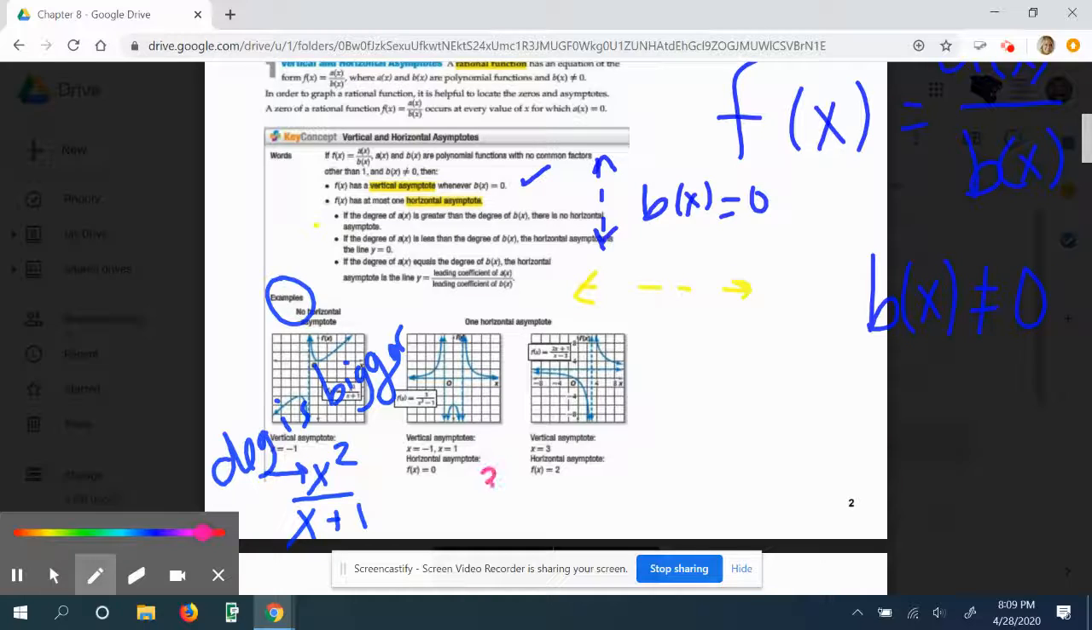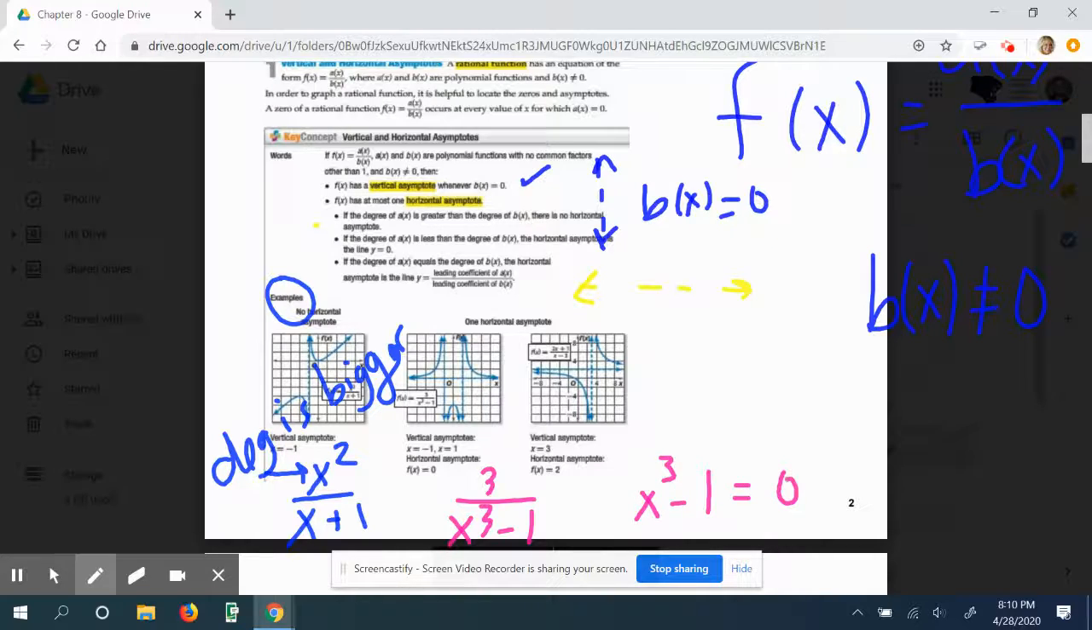In this one, 3 over x to the third minus 1, you'll notice that the bottom will equal 0, so x to the third minus 1 equals 0 when x equals negative 1 and x equals positive 1, right? So we have two vertical asymptotes. We have one here at negative 1 and one here at positive 1.